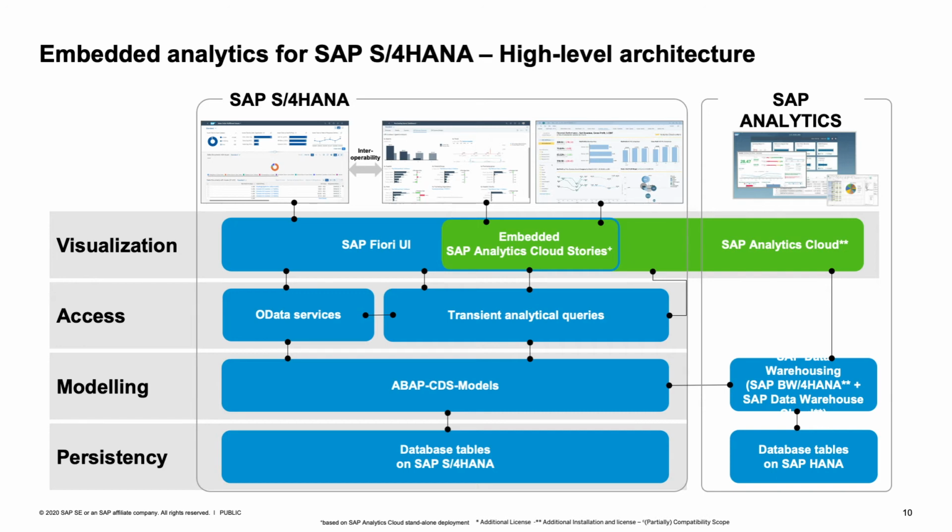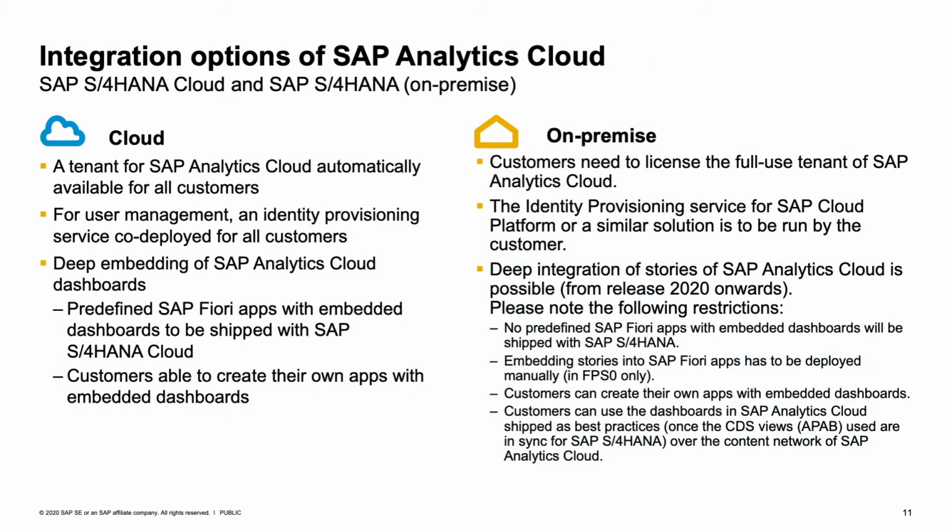Let's take a deeper look into the differences for the integration of S4HANA on-premise and S4HANA Cloud. On the left side, for S4HANA Cloud, the most important difference is the SAC tenant provisioning. So SAP S4HANA Cloud customers benefit from an automatically provisioned SAC tenant. Please be aware that this SAC tenant cannot be used as enterprise SAC tenant. SAP here also takes care of identity provisioning and lifecycle management.